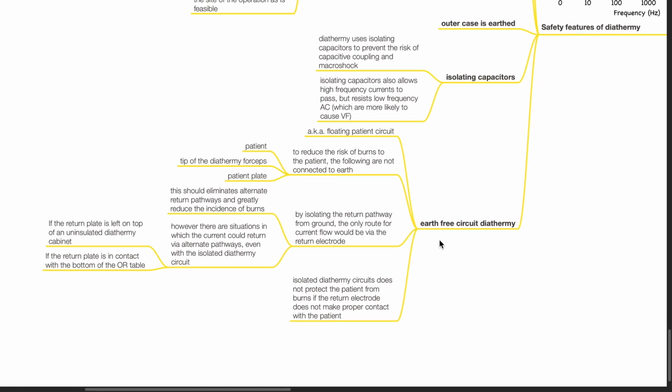Earth-free circuit diathermy, also known as floating patient circuit. This is used to reduce the risk of burns to the patient. The following are not connected to earth: the patient, the tip of the diathermy forceps, and the patient plate. By isolating the return pathway from the ground, the only route for current flow would be via the return electrode. This should eliminate alternate return pathways and greatly reduces the incidence of burns.